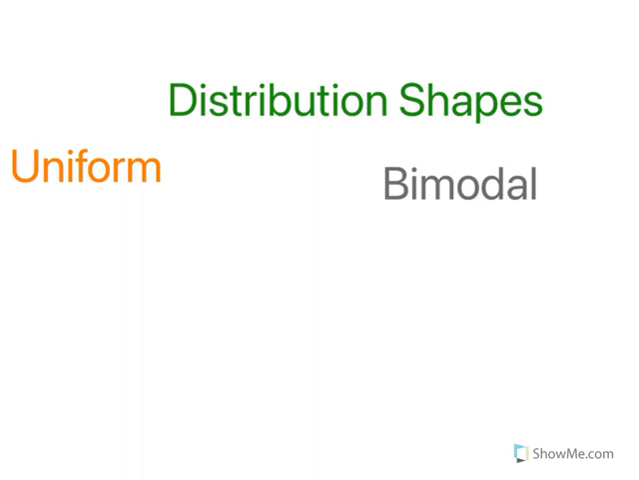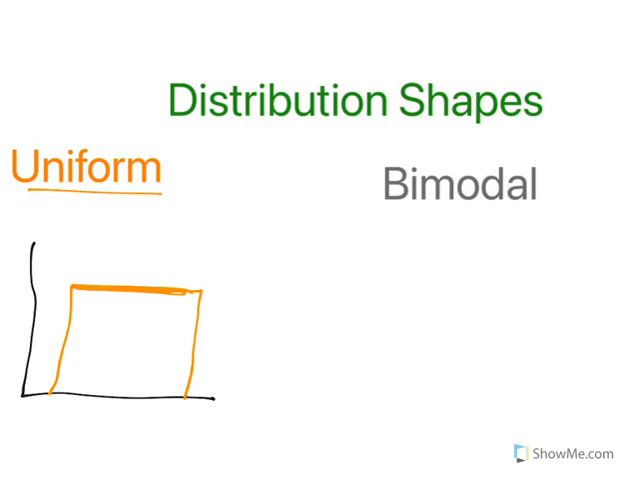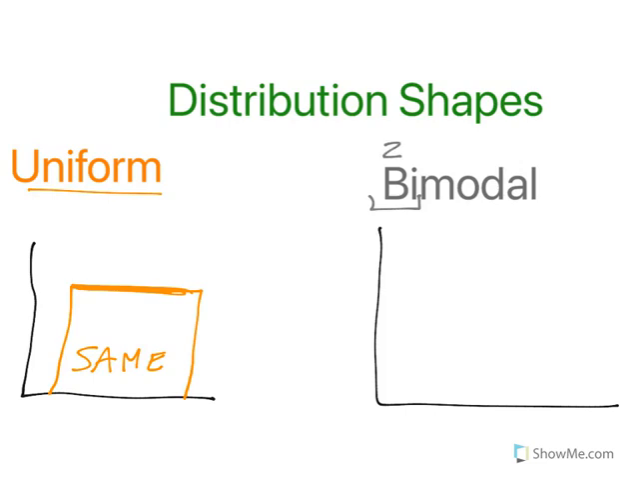So if we have a uniform distribution, let's just think, here's our horizontal and vertical axis. The uniform distribution is going to look like this, right? So thinking of it, they all have the same frequency. That's kind of the idea of uniform. They are all the same. So if you look at a graph and it basically looks like a square or a rectangle, you probably have a uniform distribution.